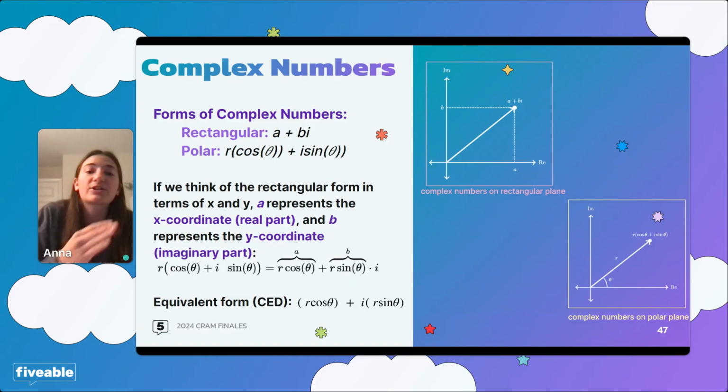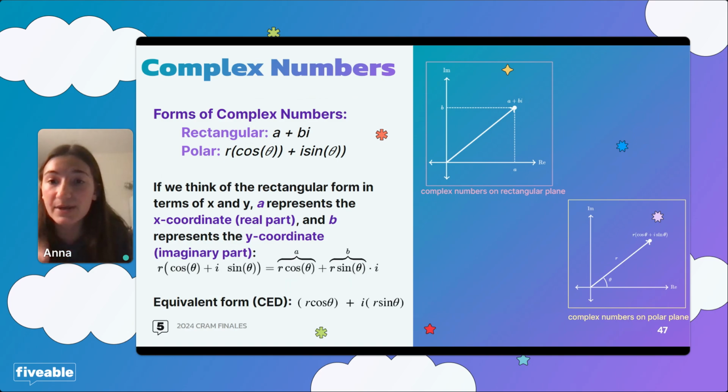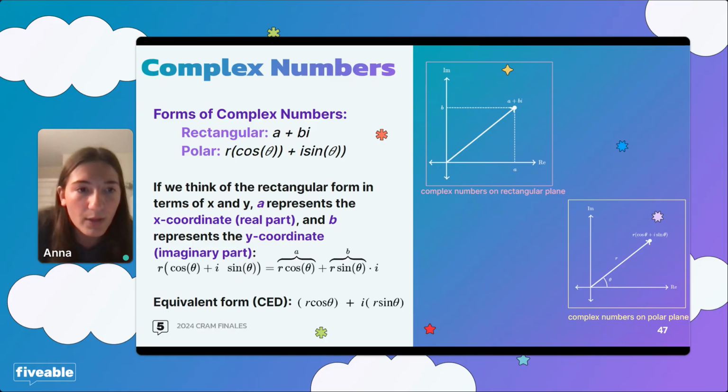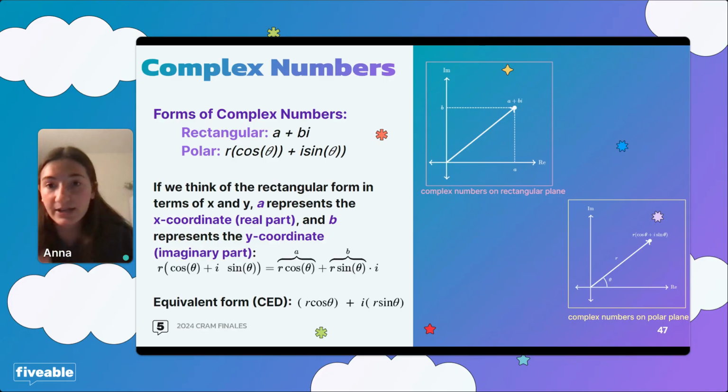So we use this to solve things like square roots of negative numbers. The formulas for these are the rectangular, which is a plus b multiplied by an imaginary number, that's i, and then polar, which is r times cosine theta plus i sine theta, and that i is an imaginary number. With those, you should still remember that polar is the r, which is the distance from the origin, and theta, the angle, and that rectangular is still in the x and y form.